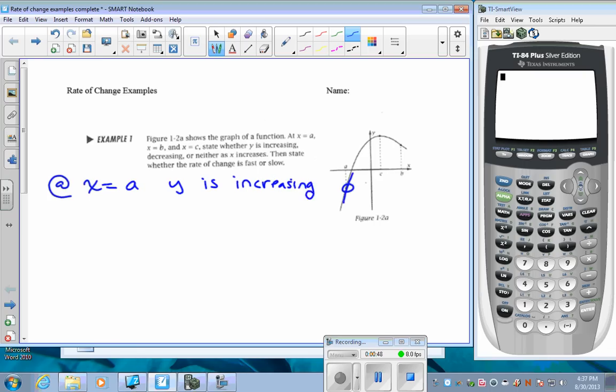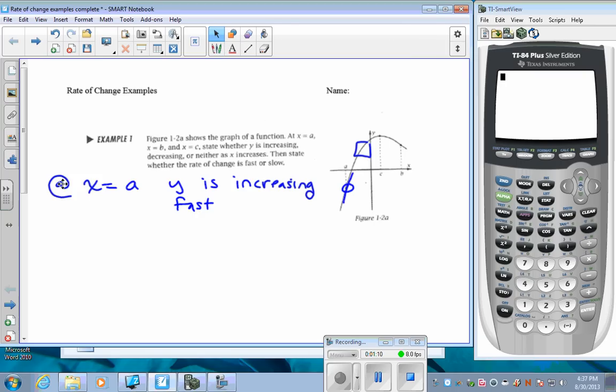We also need to know if it's increasing fast or if it's increasing slow. So when I look at this graph, in the area where A is, y is increasing pretty quickly, as opposed to when we look at this area right here, it's increasing less quickly. So I would say here that y is increasing fast or quickly.